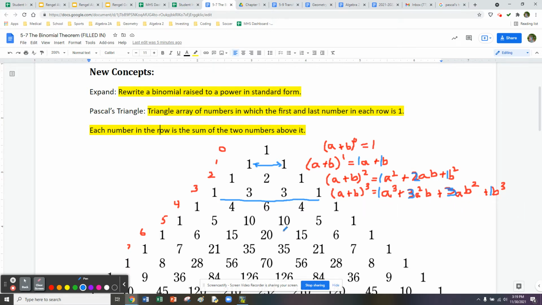So we're going to practice one with raising to a power of 4. So we'll grab the Pascal's numbers and then start to break it down into multiplying it out to a polynomial in standard form.